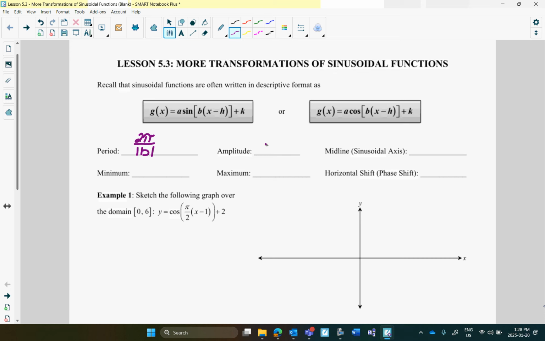The amplitude is going to be the value of a, but without the negative. That's why I put absolute value. The negative flips it over the midline. The midline is going to be the value of the number at the end. The minimum, we're going to take that midline value and subtract the amplitude without the negative. The maximum value, we're going to take that midline value and add the amplitude without the negative, if there is.